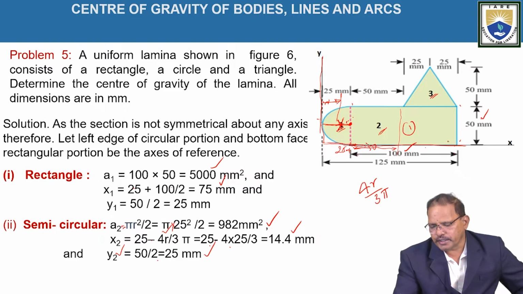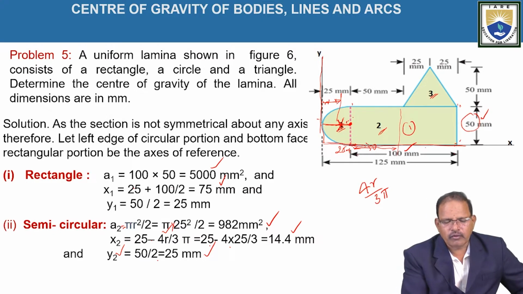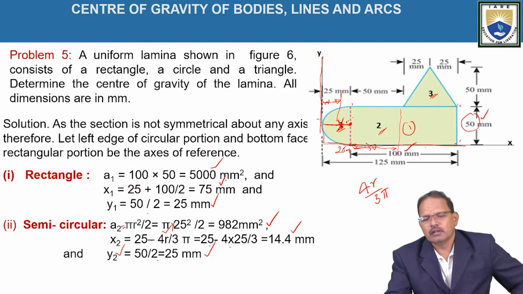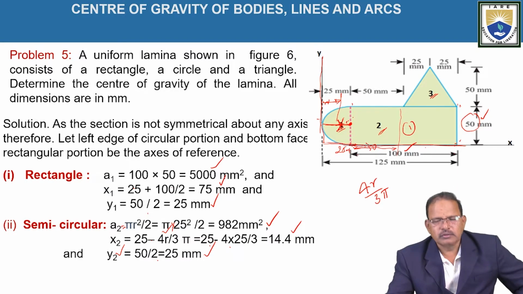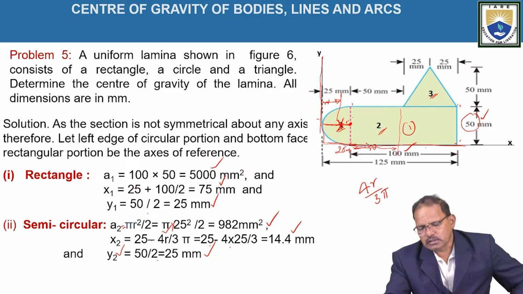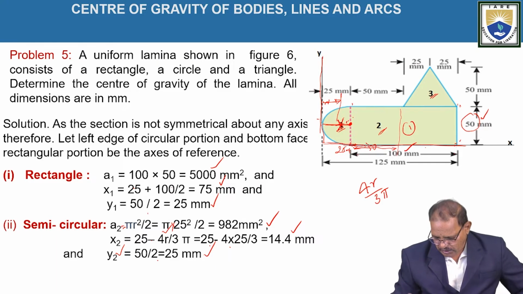Similarly, the y coordinate is in the middle of the height. Height is given as 50 mm. Middle is nothing but 25 mm. Hence we can take y1 is equal to 50 by 2, which is equal to 25 mm. That is, we got the area and the centroid coordinates x1, y1 as well as x2, y2 determined. The third figure is the triangle.